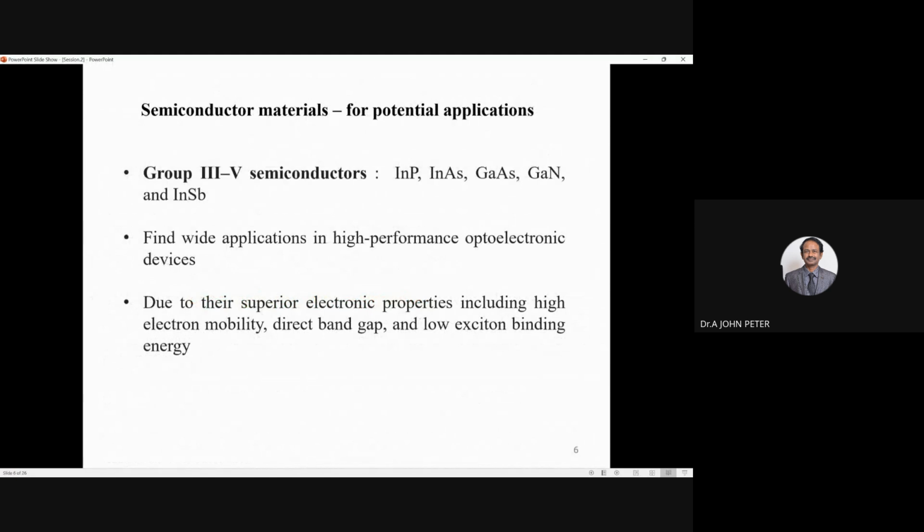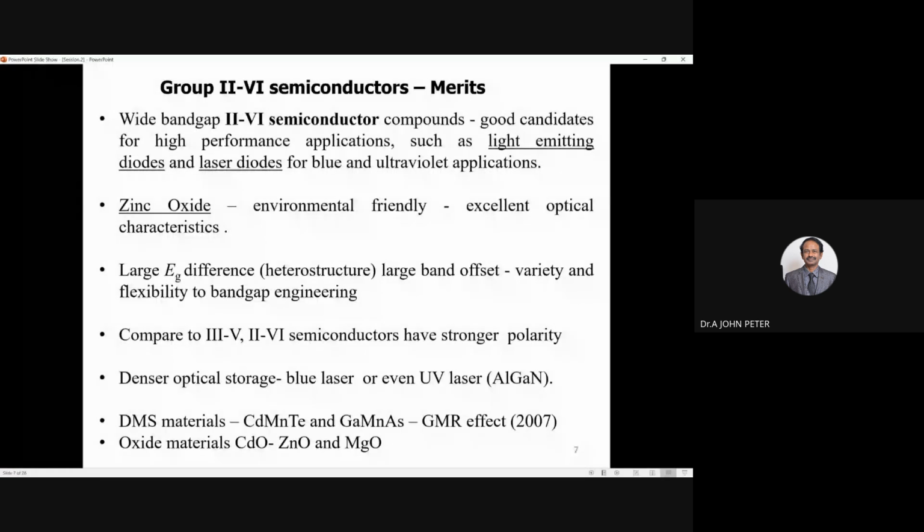Those are all group 3,5 materials. High performance, highly efficient optoelectronic devices are available. They have very superior electronic properties, like electron mobility, direct band gap, and low exciton binding energy, of course. And we'll go for 2,6 materials, as I said. Nowadays, people go for 2,6 materials, very, very highly efficient materials.